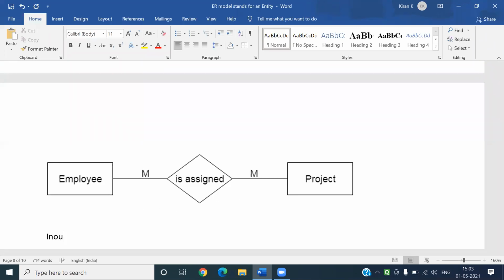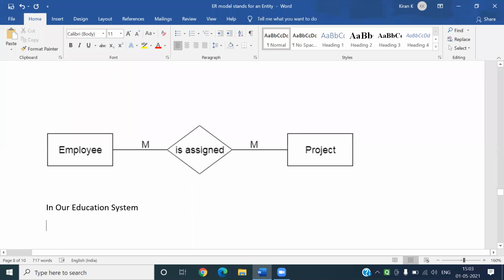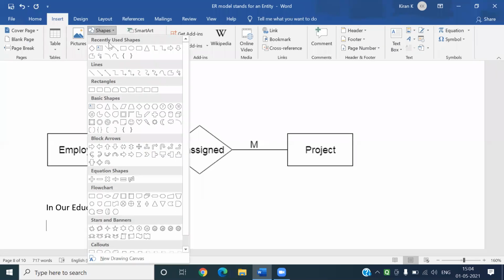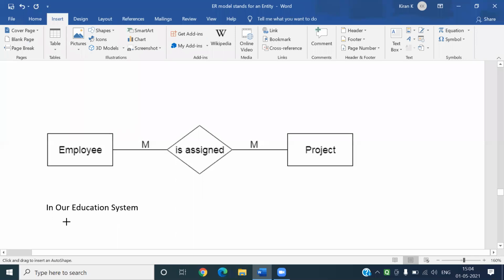In our education system, what can we see? Exams, students. Students write exams. So many exams and many students, something like this. So this might be an example of many to many.